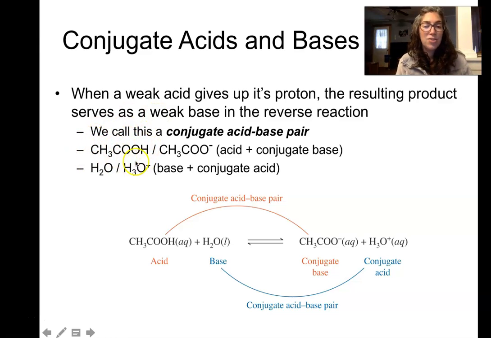So CH3COOH and CH3COO- are a conjugate acid-base pair. This is the one that acts as the acid that has a proton it can give up, and this is the one that acts as the base. It can receive a proton. And same thing with water and hydronium, H2O being the base and H3O+ being the conjugate acid.